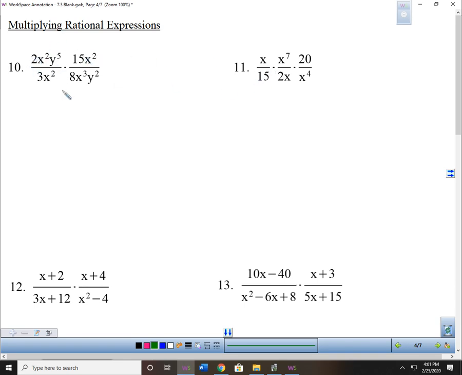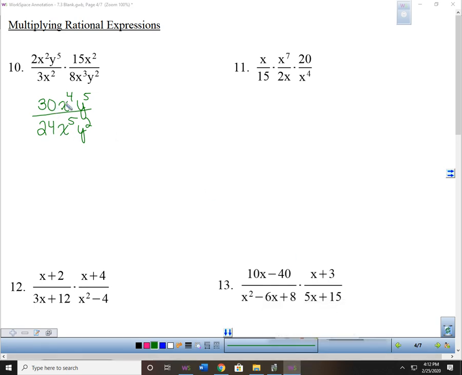So 2 times 15 is 30. x squared times x squared, I just add those exponents, so that'd be x to the 4th. And then I have y to the 5th and no other y's. So I just get y to the 5th. On the bottom, 3 times 8 is 24. I have x squared times x to the 3rd is x to the 5th. And then the only y I have is this y squared down here on the bottom.